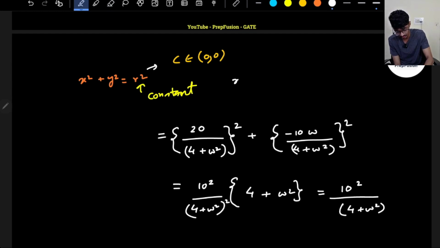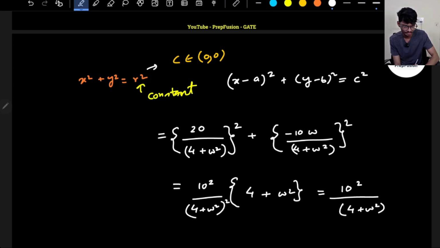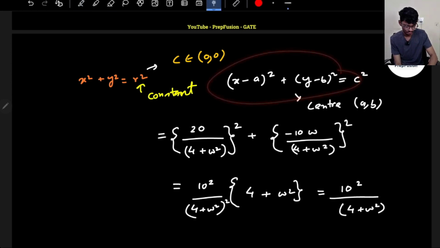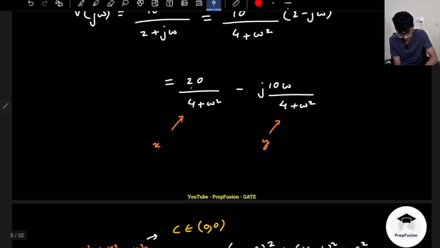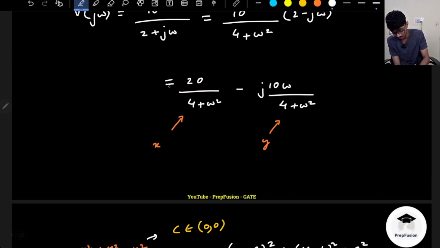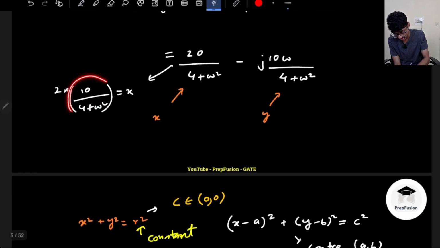But there can be this case as well, right? X minus a whole square plus y minus b whole square equals c square. If you remember here, the center was at a comma b, so we will get an equation something like this. So what is this, 10 square upon 4 plus omega square? If you remember, 10 upon 4 plus omega square, I can write this as 2 into 10 upon 4 plus omega square.